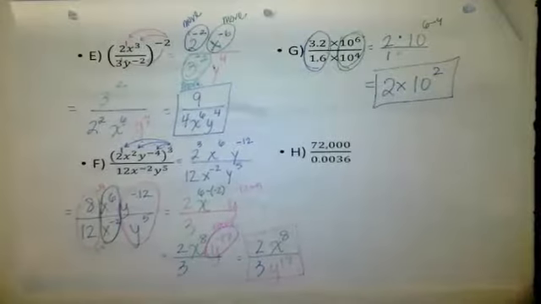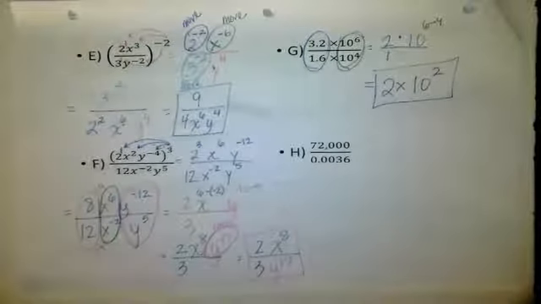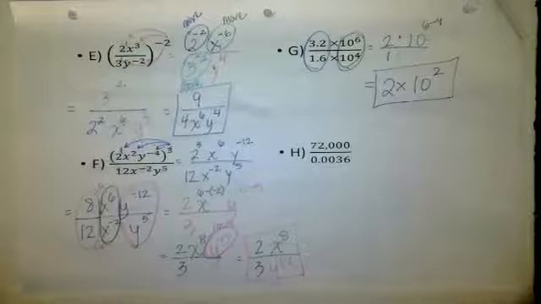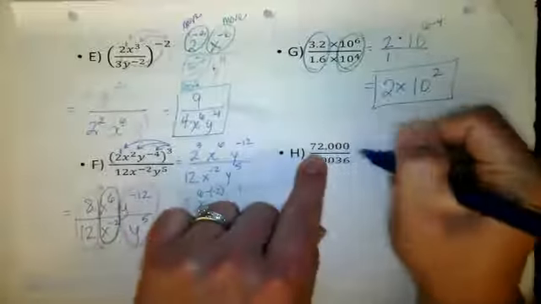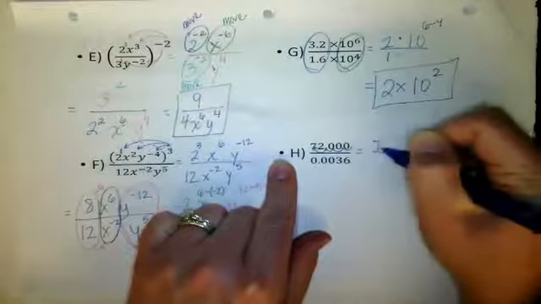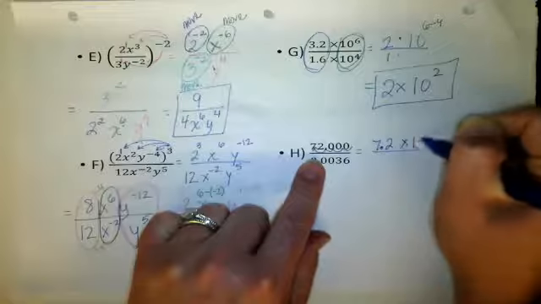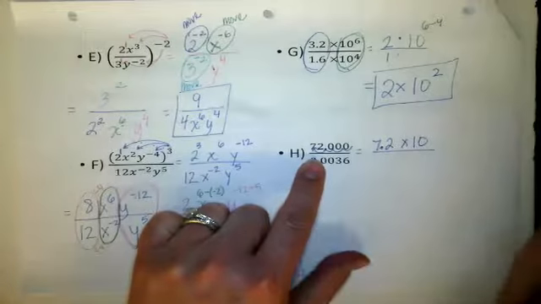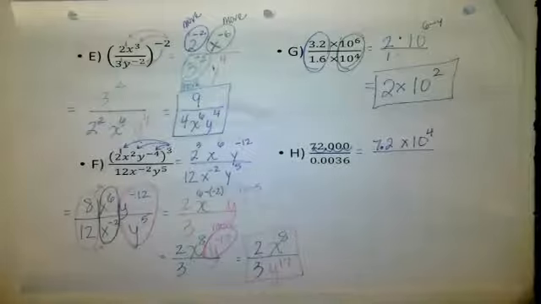Letter H, we have 72,000 over 0.0036. What do we want to do with those crazy numbers? Write them in scientific notation. So we're going to move the decimal a few places here so that we get a number less than 10. So we have 7.2 times 10 to what power? 10 to the 4th. We move the decimal 4 places. 72,000 is a large number, therefore your exponent is a positive value.